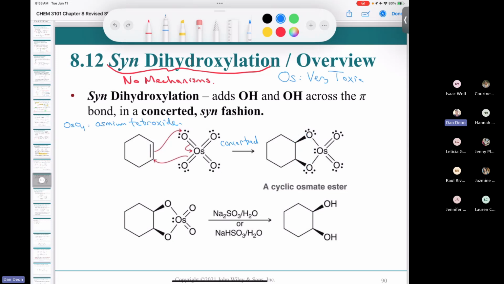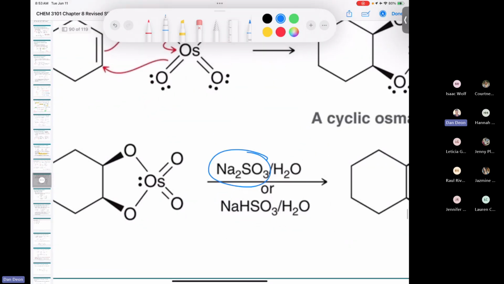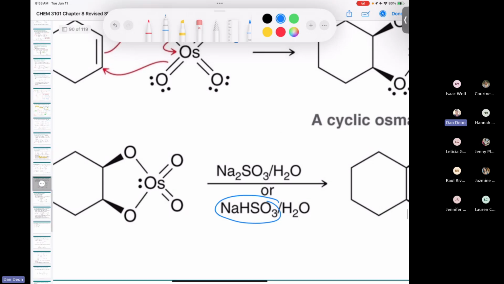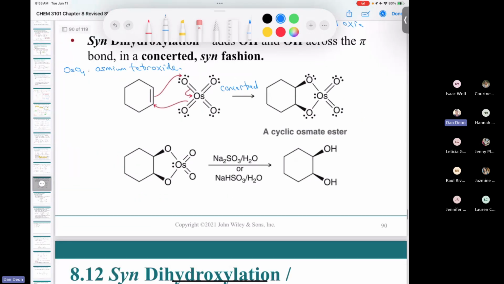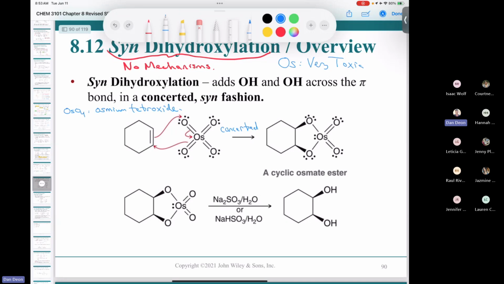So then what you do is, who remembers this here, Na2SO3? So this goes right back to your general chemistry days. So this would be sodium sulfite, okay? And this one here would be sodium bisulfite, NaHSO3. So sodium sulfite and sodium bisulfite. So you take your cyclic osmate ester and you treat it with sodium sulfite in water or sodium bisulfite in water. So what does this look like if you were to write it down?